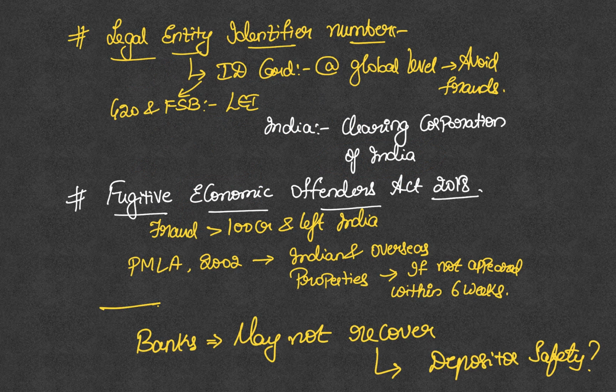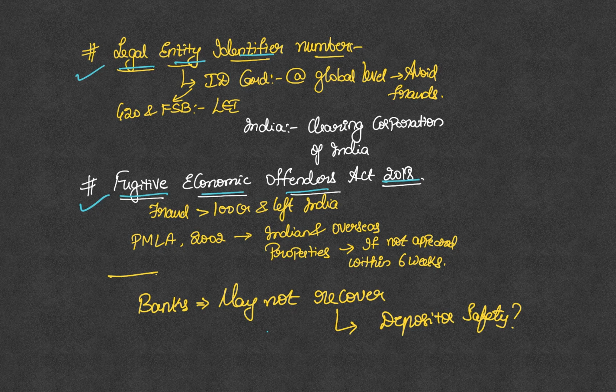Two other steps were also taken in this scenario to extract maximum possible value and reduce NPAs. One is the legal entity identifier number, and second one is the Fugitive Economic Offenders Act of 2018. Now, LEI, what is this? Let's say, for example, you have a borrower like Nirav Modi who is accused of conducting a fraud in Indian banks by using fake documents to get loans.